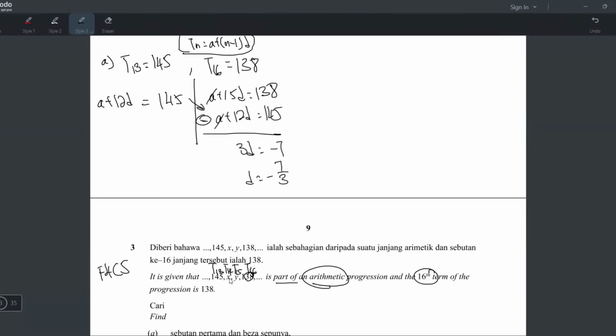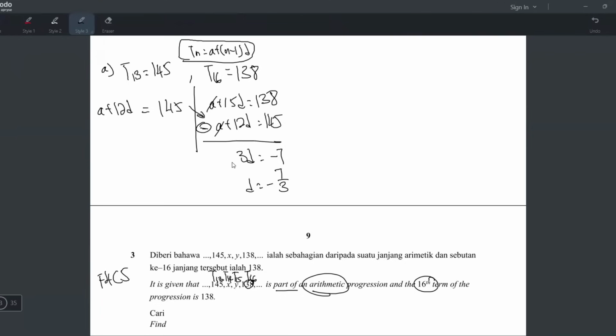And it makes sense because your number is getting smaller. 145 to 138, yeah, it's getting smaller. So your D is negative. Now how to find A? You just substitute in. So when D equals negative 7/3, your A plus 12D equals 145. And this one is negative 7/3. Okay. So now how do you find your A? Okay, let's do this one first. 3 and 12 can be cancelled. 12 divided by 3 is 4. 4 times negative 7 is negative 28 equals 145. And then 145 plus 28 is 173. Okay. And yeah, this is the answer.